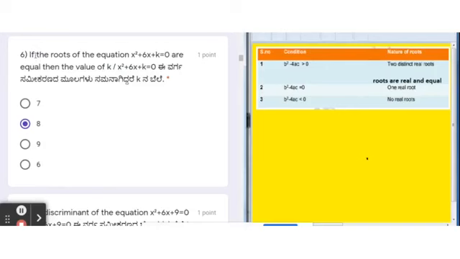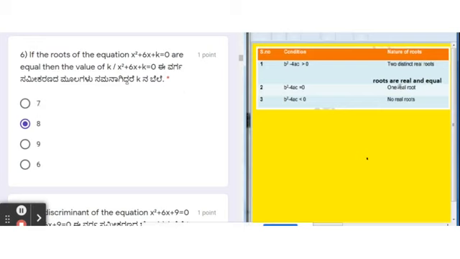First question from quadratic equation. If the roots of the quadratic equation x square plus 6x plus k is equal to 0 are equal, then find the value of k. So in this problem, we are going to find the value of k. Here, in the place of k, there is some number we have to find out. So what is the correct option among these: 7, 8, 9, 6?